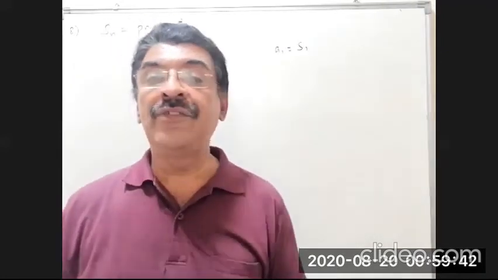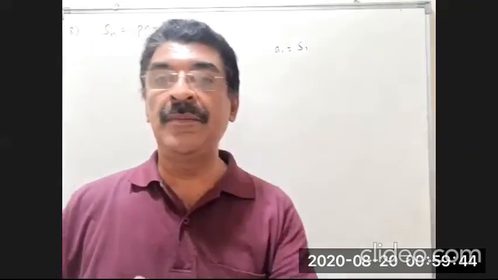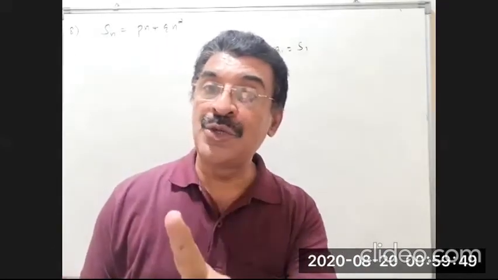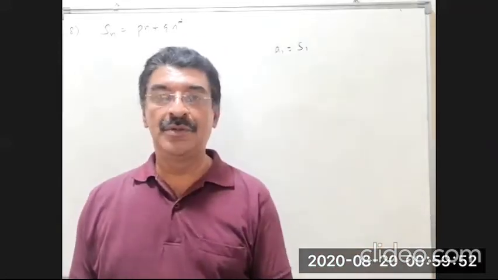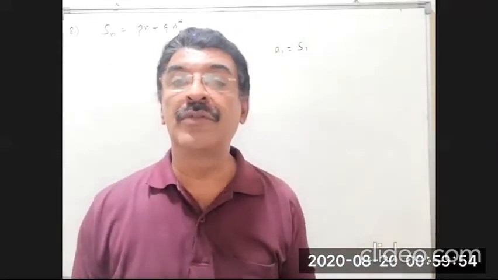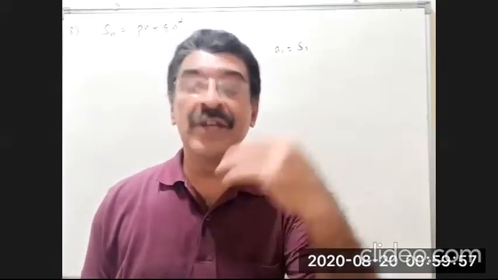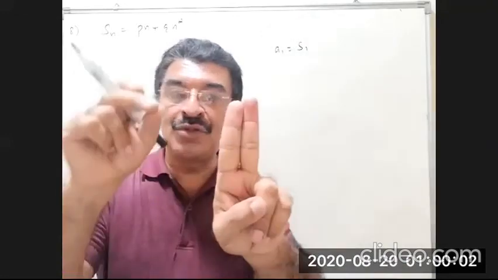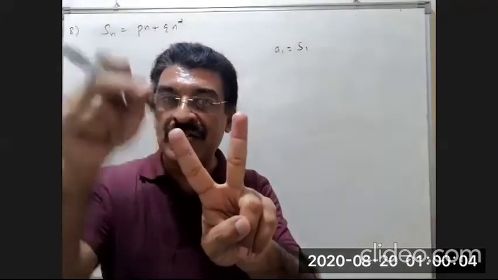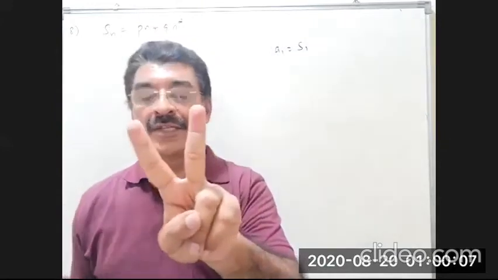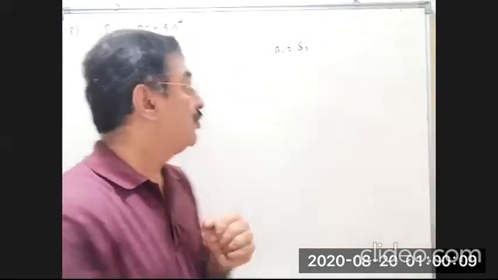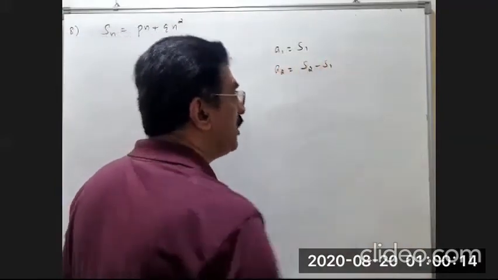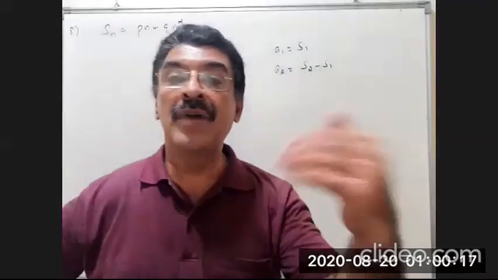So a1 is equal to S1. The first term is the same as the sum of one term. Does it mean that a2 is equal to S2, the second term and the sum of two terms? No, they are not equal. What is the relation? From the sum of two terms, if we remove the sum of one term, the left out is the second term. So a2 will be S2 minus S1, the sum of two terms minus the sum of one term.